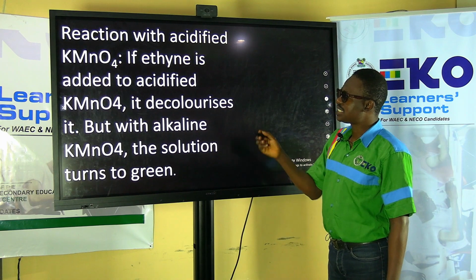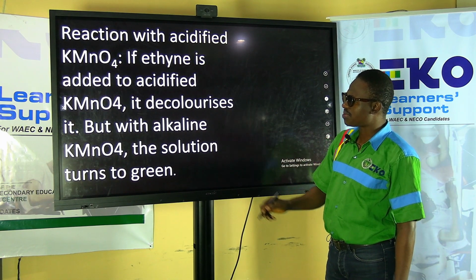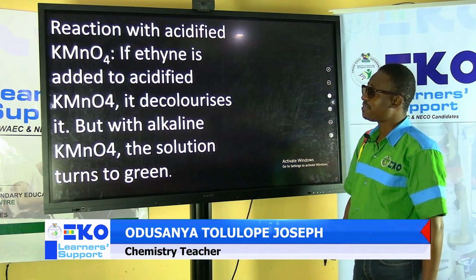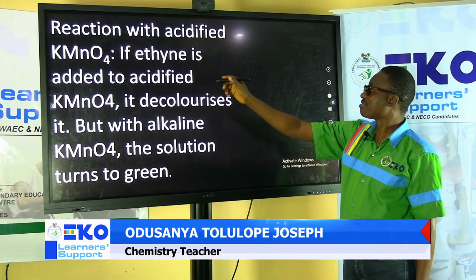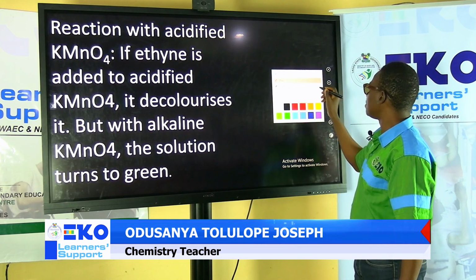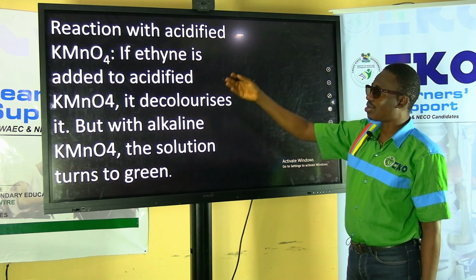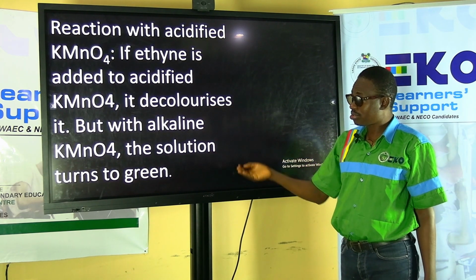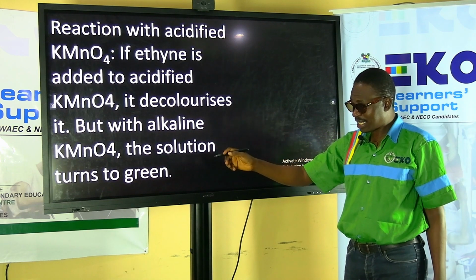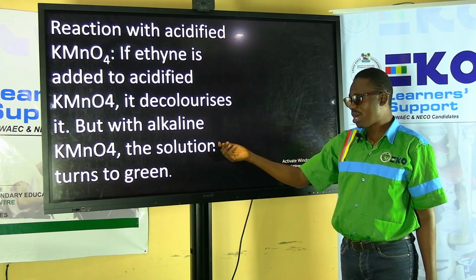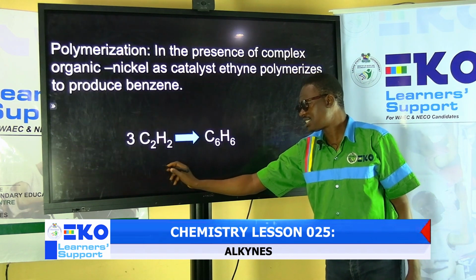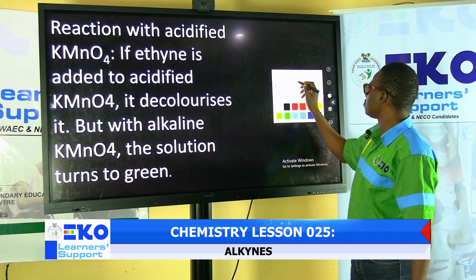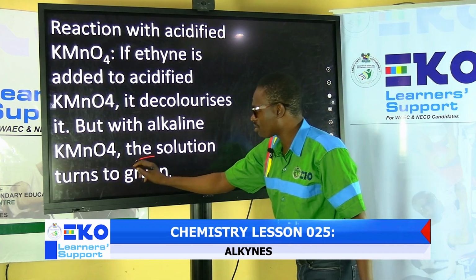Good. Also, you need to know that when ethyne reacts with acidified KMnO4, it decolorizes it from purple to colorless. Fine. Reaction with acidified KMnO4. So you need to understand the color of KMnO4. The color of KMnO4 basically is purple. So what it does, it decolorizes the purple into colorless. Also note that if the solution is alkaline, the solution will turn to green instead of colorless.